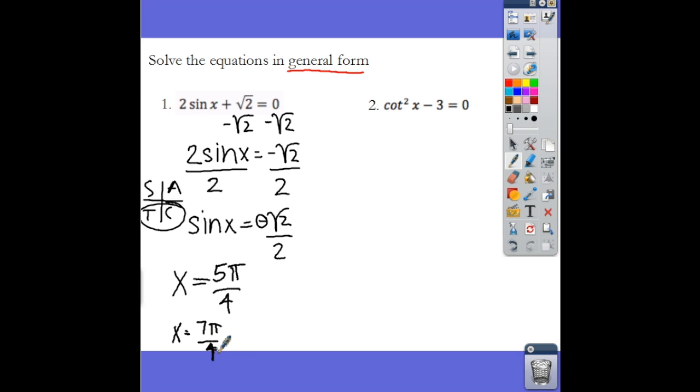But remember that we want it in the general form. So once again, we're going to look at the period of sine and add it to the solution. So 5 pi over 4 plus 2 pi n and 7 pi over 4 plus 2 pi n are the solutions for the general form.